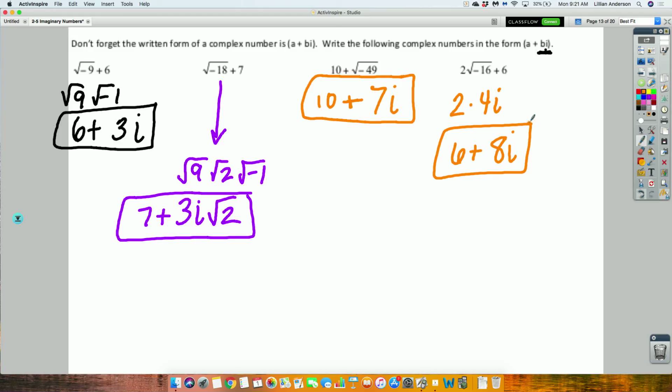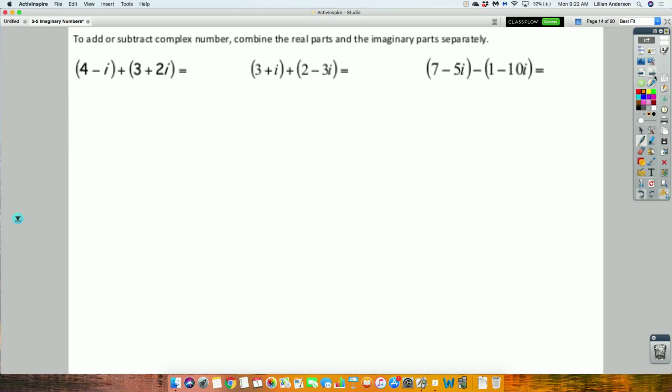Questions? So again, the only time we can add imaginary numbers is if they are imaginary numbers. We cannot add a real number to an imaginary number. So when you're doing things like this, you want to combine the real parts and you want to combine the imaginary parts separately. It's like combining like terms when you're adding and subtracting with a complex number.